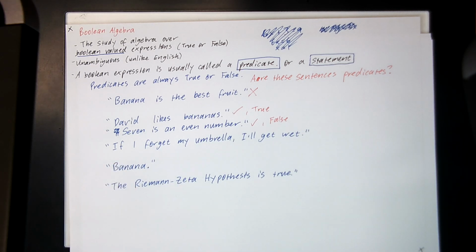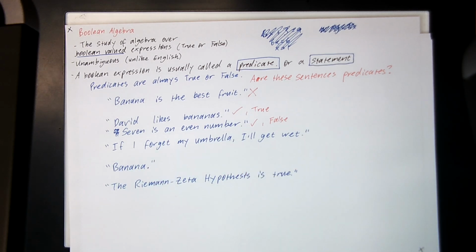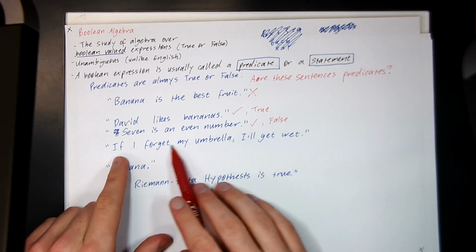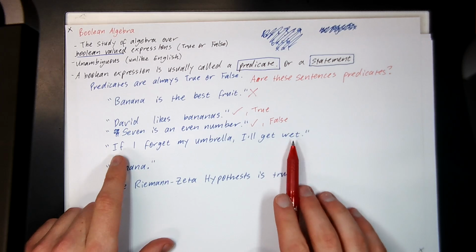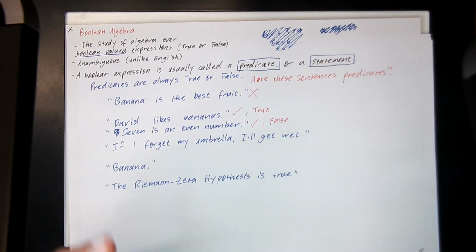If I forget my umbrella, I'll get wet. Well, we can't really work out whether this is a true or false statement because you need a bit more context. Like if it was raining, this would probably be a true statement. If it was a bright sunny day, this would be a false statement, right? Because if you forgot your umbrella, then you wouldn't get wet. And so when we write statements like this, an if statement, this is essentially a promise that if you forget your umbrella, then I guarantee you'll get wet.